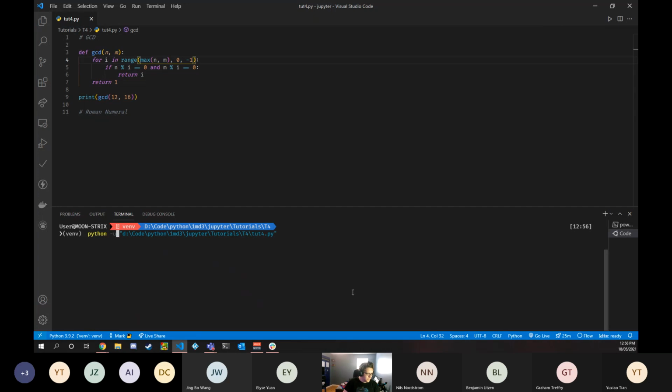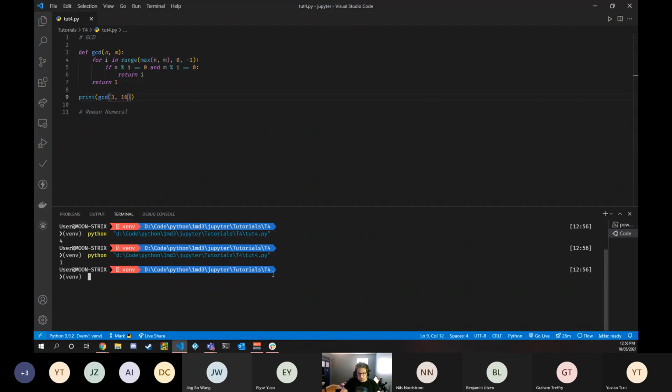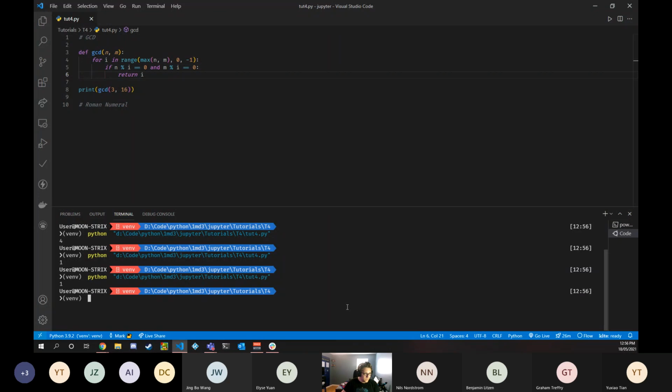I'm gonna just run the script again on a clean terminal so that way you guys can see. It prints the number 4. 16 is not divisible by 3, so they share nothing in common. It returns 1. That's the greatest number that divides both of them. And you can even see if I remove that return, it will still return 1.